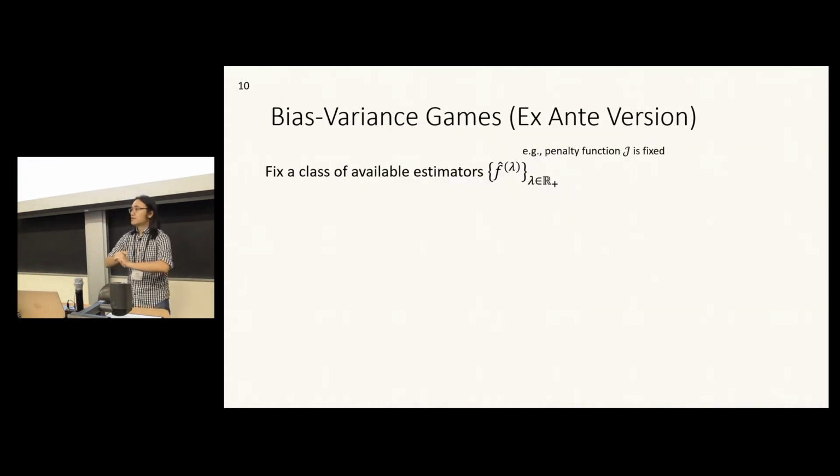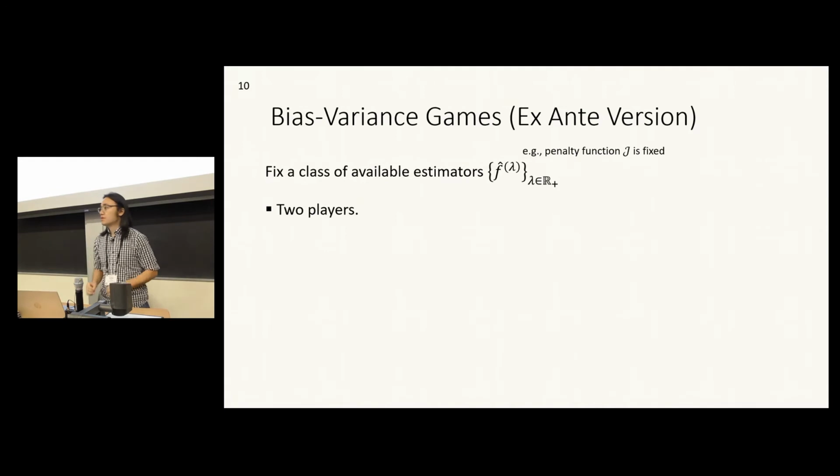Cool. Let's first consider the model which will be closer to practice. Let's say we fix a class of available algorithms, or equivalently a class of available estimators. For example, we can interpret that we will fix the penalty function, but we will allow the decision maker to choose this lambda.